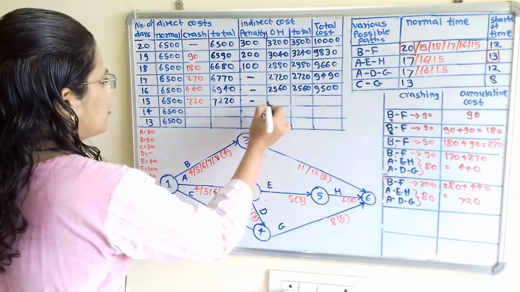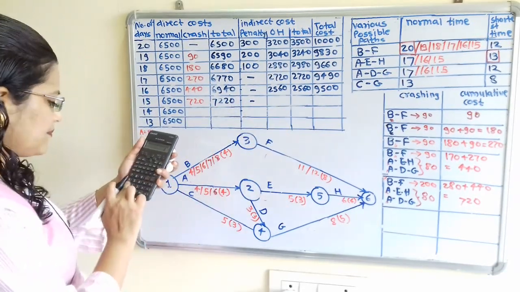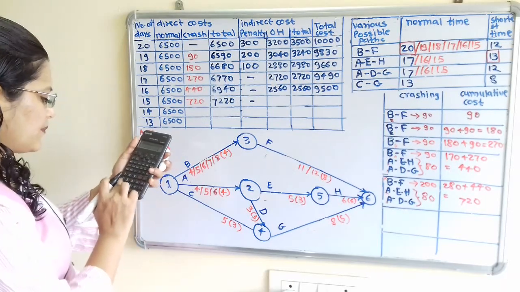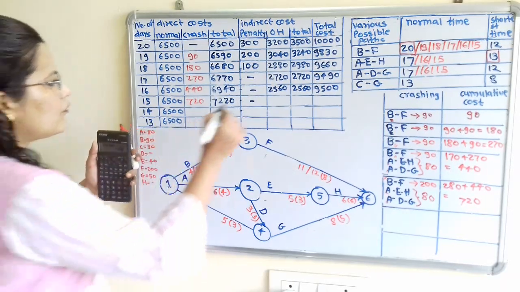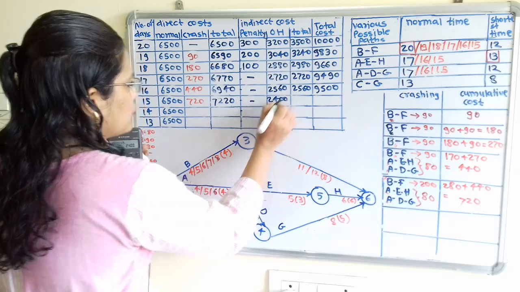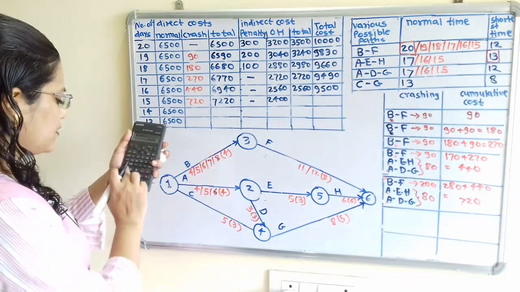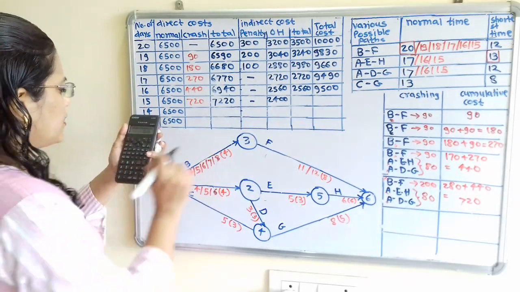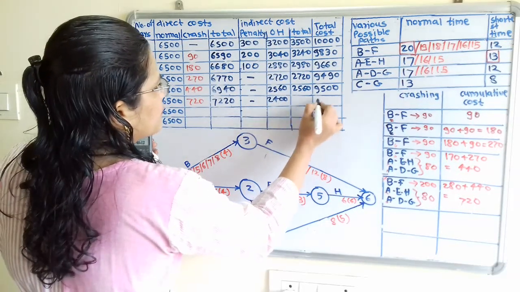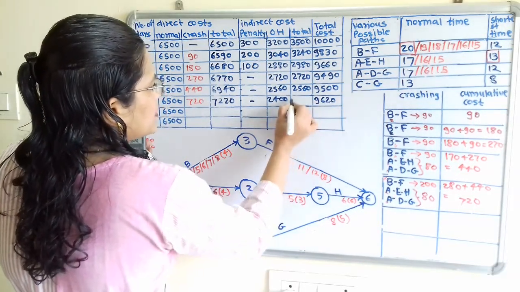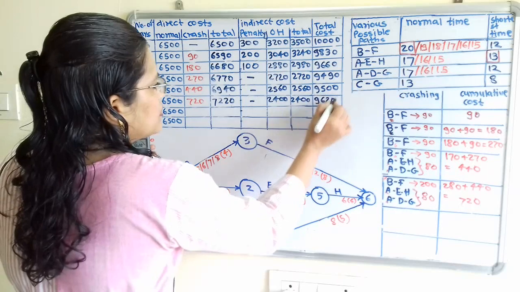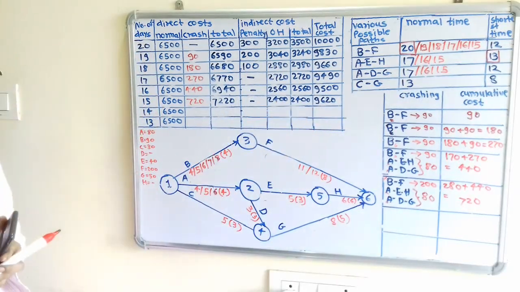7220, here no penalty cost. Then 160 into 15, 2400. So 2400 plus 7220, that is 9620. So here it will remain the same. So this is the total cost.